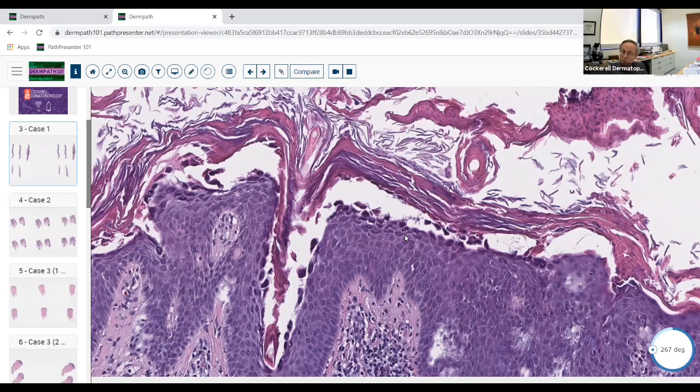And then the last of the three is so-called Senear-Usher, or pemphigus erythematosus, which usually would have a little bit more of an interface dermatitis as well, because that's kind of a combination of lupus erythematosus and superficial pemphigus together.